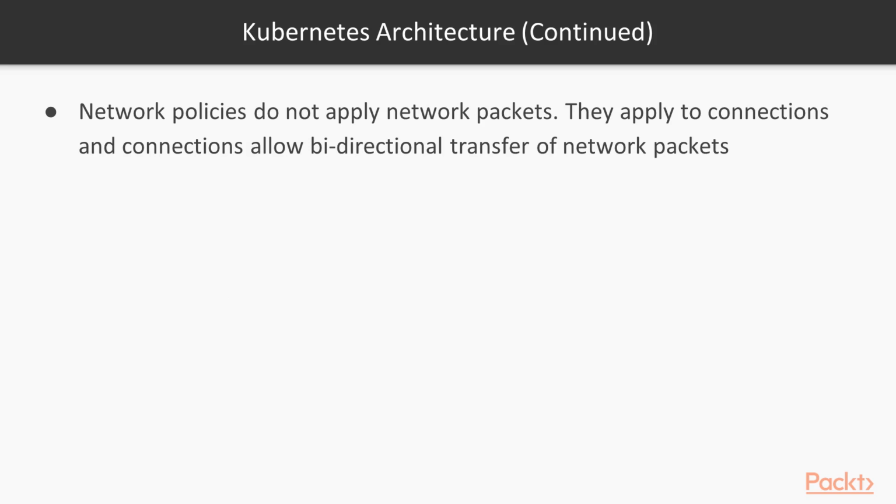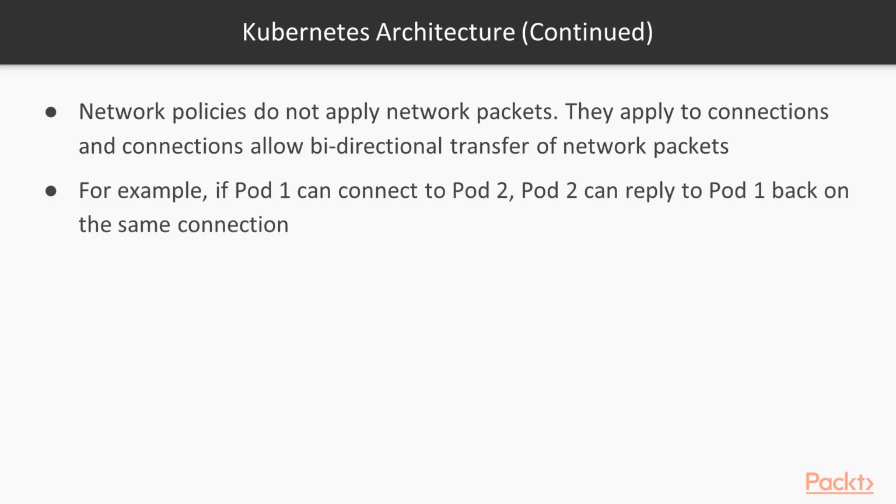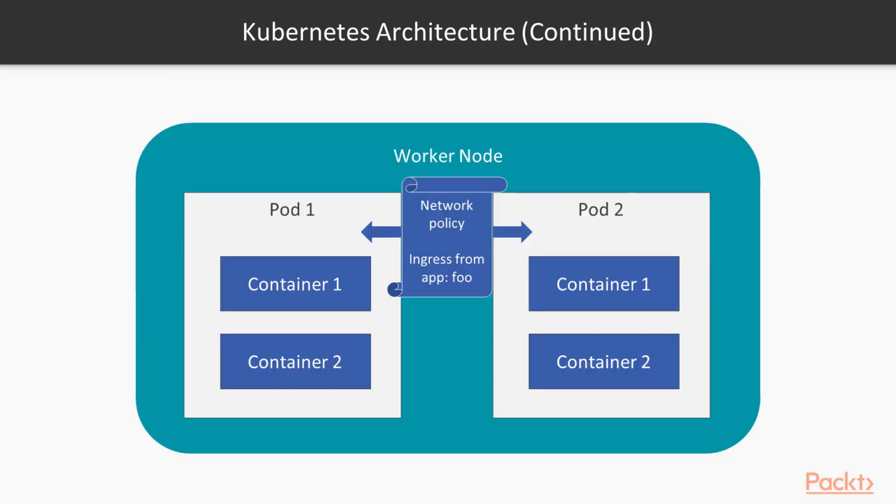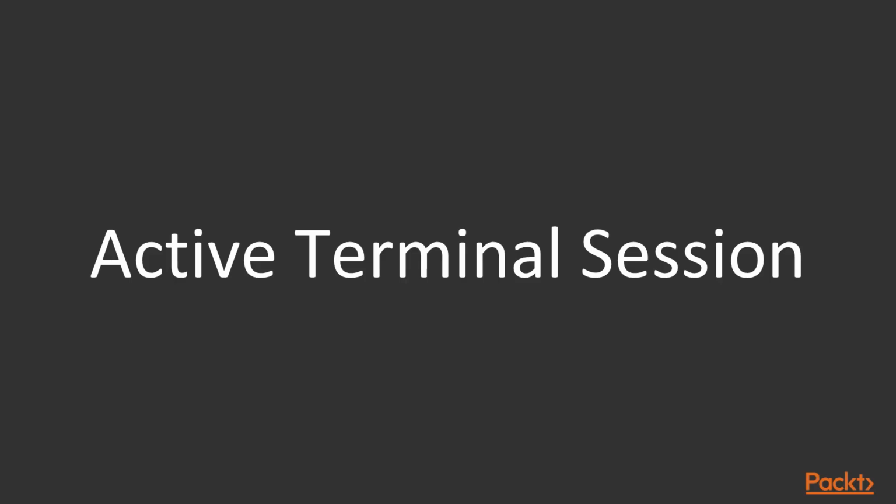Additionally, note that network policies do not apply on network packets. They apply to connections, and connections allow bidirectional transfer of network packets. For example, if pod 1 can connect to pod 2, pod 2 can reply to pod 1 back on the same connection, but this does not mean that pod 2 can initiate a connection to pod 1. A network policy has essentially two main parts: target pods and ingress or egress rules. Let's go through some examples to see how they work.